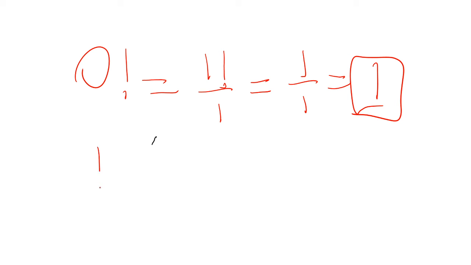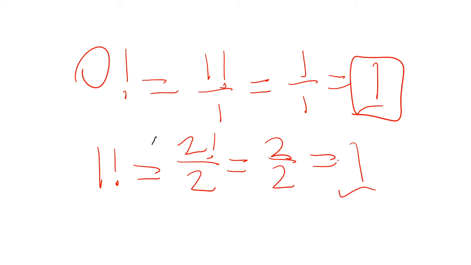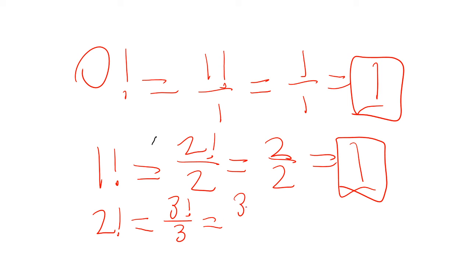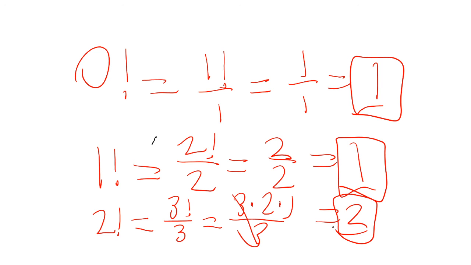And we can say the same thing for 1 factorial. 1 factorial is obviously 1, but why is it 1? It's 2 factorial over 2. 2 factorial is 2. 2 over 2 is 1. 2 factorial is 3 factorial over 3. 3 times 2 times 1 over 3. The 3's cancel out, you get 2. And that's how the whole factorial thing works.